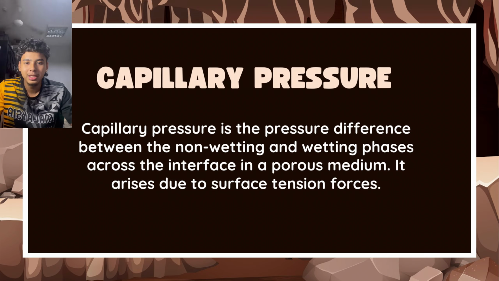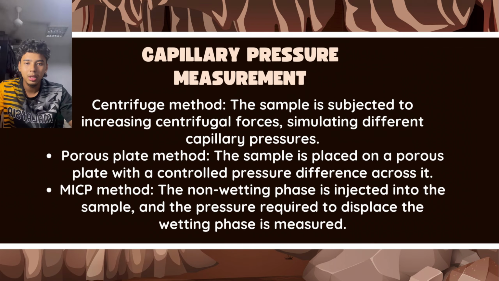So, the capillary pressure means the pressure difference between non-wetting and wetting phase across their interface in a porous medium. It arises due to interfacial tension forces. So, how do we measure this capillary pressure? There are three methods. The first one is the centrifuge method. The sample is subjected to increasing centrifugal forces, simulating different capillary pressures.